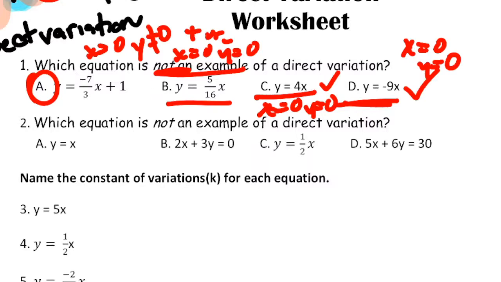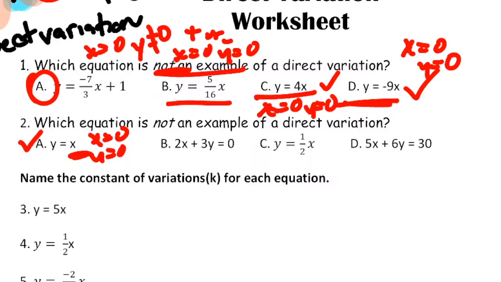This one's good. I like this one a lot. All right. Ask yourself for A. If x is 0, is y 0? Yes, that's true. And is there anything out here next to the x? That would be a no. This is a direct variation.